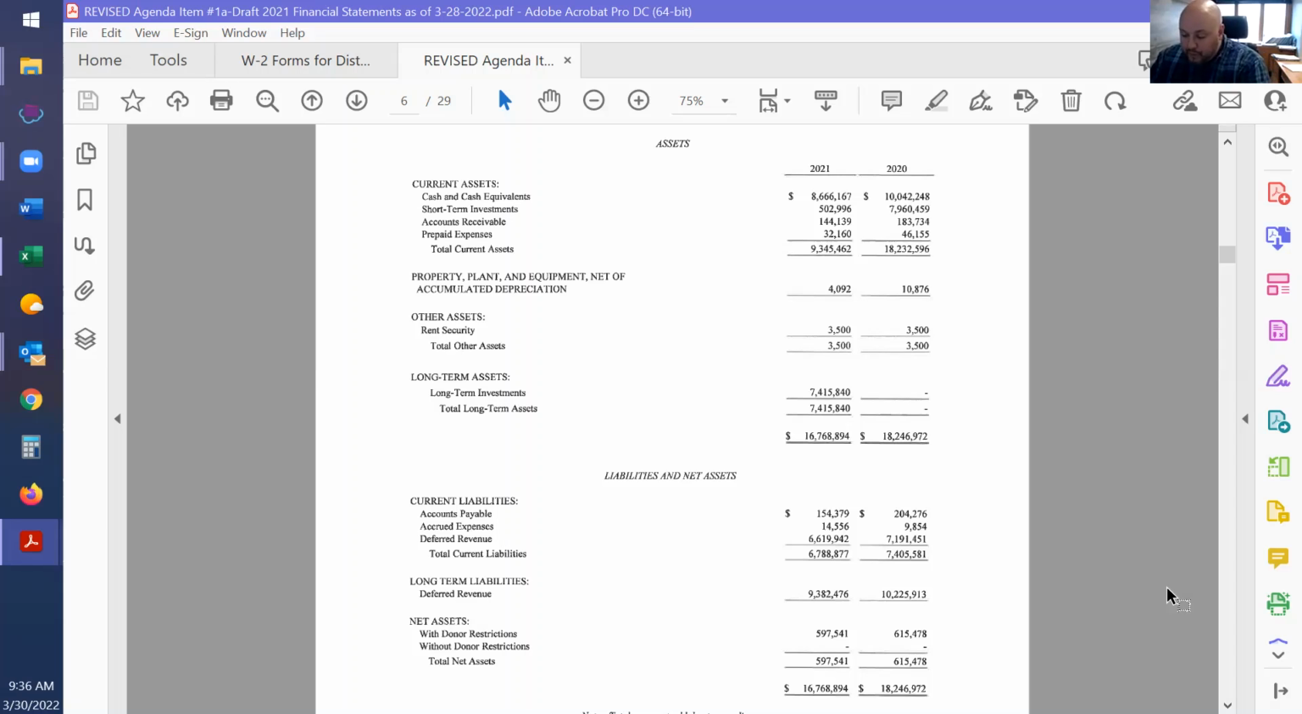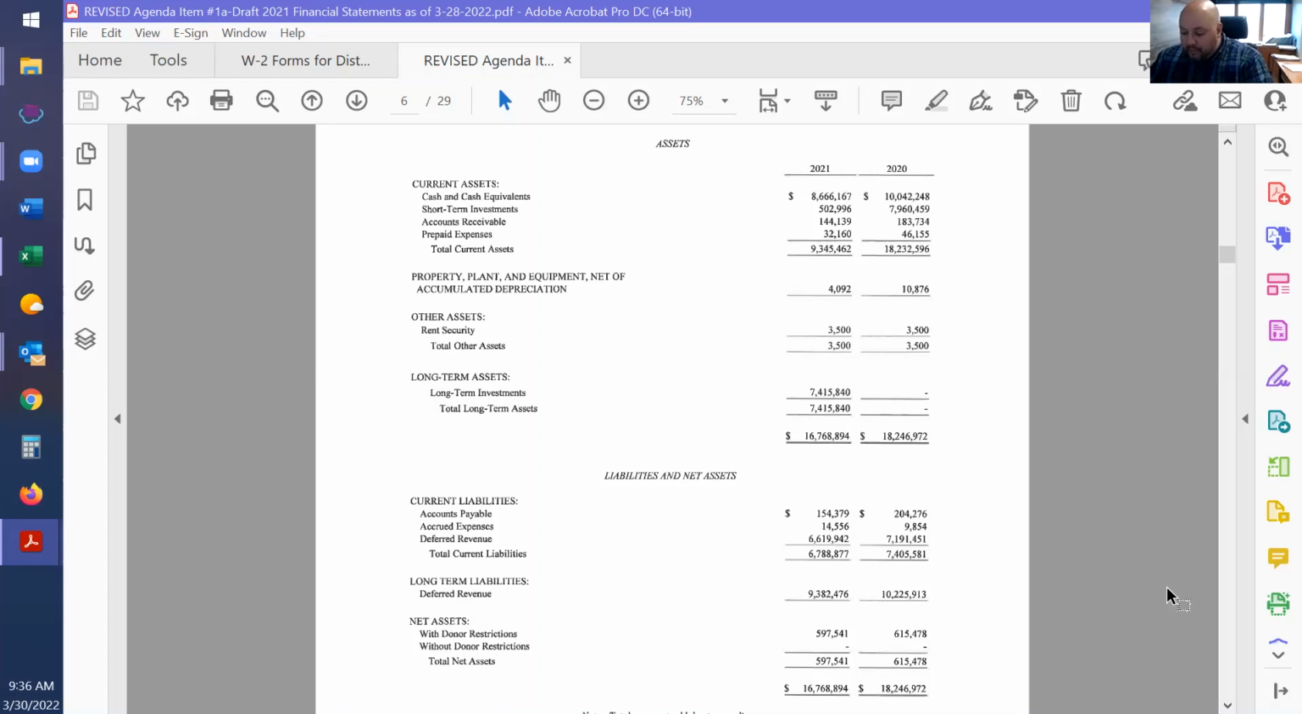Nothing really stood out. The long-term investments, I think some of those bonds have matured, and we moved into longer term on there. So that's why they're reflected down below as opposed to up top in short-term investments as they were last year.